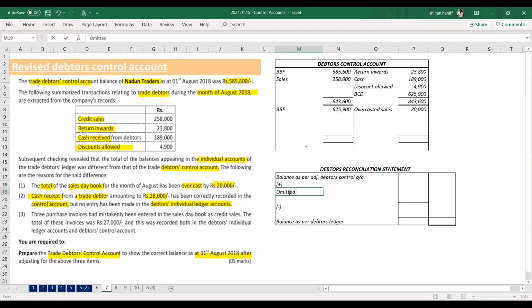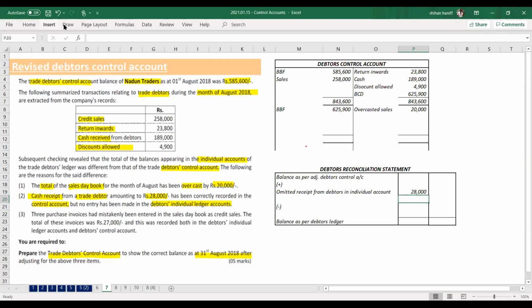Omitted, received from debtors in individual account. 28,000 omitted from the individual account. So the individual balance is more. That is why we add.